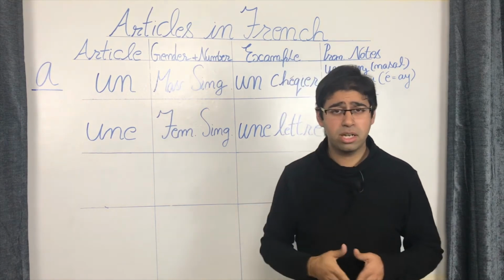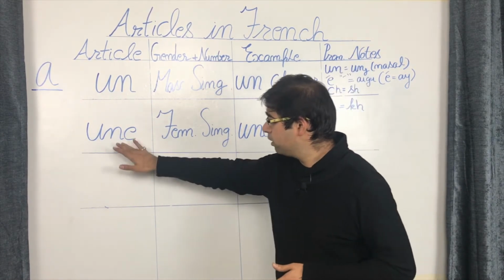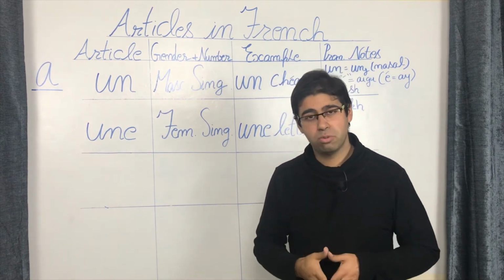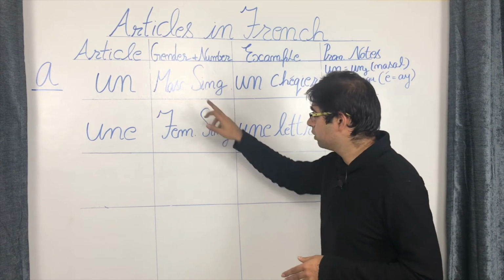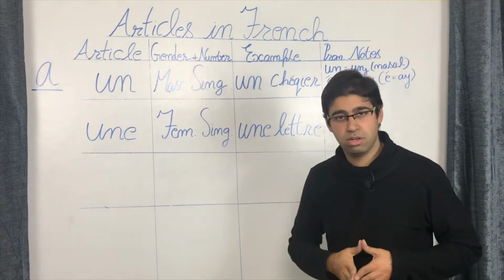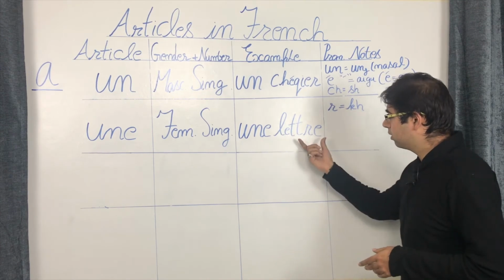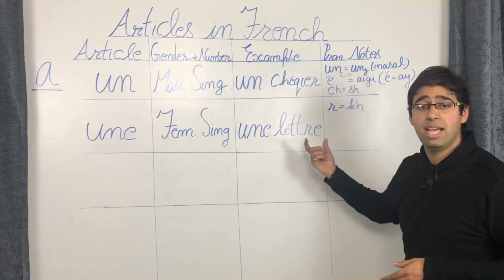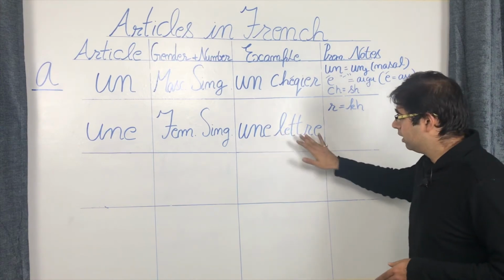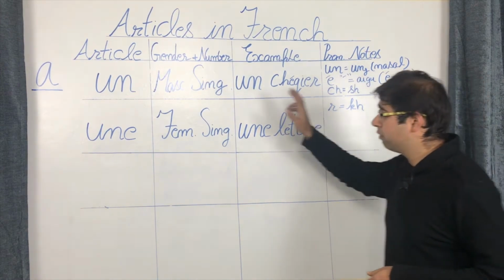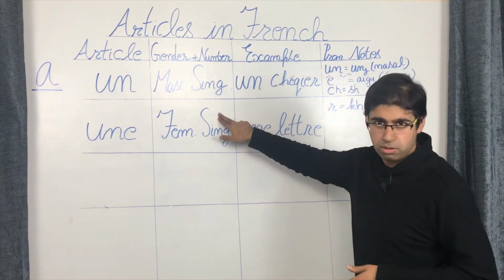We come to the female counterpart for that, which is une. Once again, the feminine version is pronounced just the way it's written. You've got une over there, working for all the nouns which are feminine and singular in number. Let's take an example for that as well. You've got une lettre. Now, this in English translates to a letter. Letter in French being a feminine noun, and it's one letter over here, hence it's singular as well.